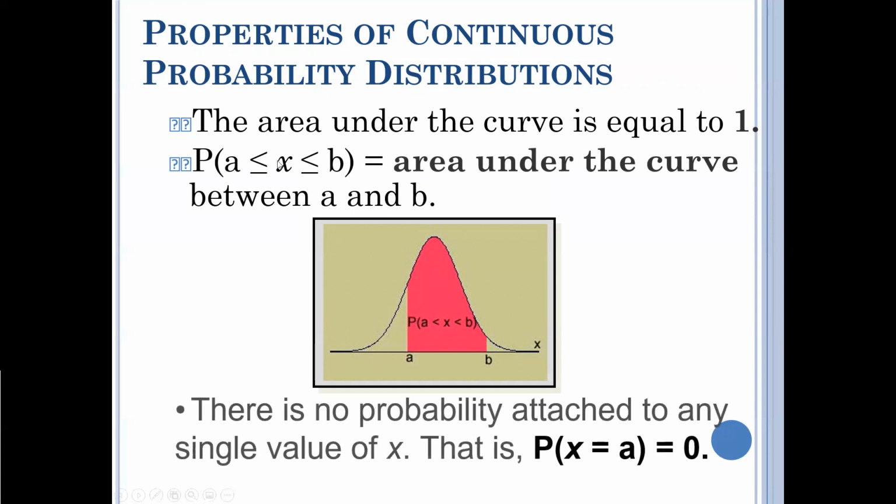You'll notice that this picture says X is strictly greater than A, strictly less than B, but up here it's less than or equal to's. Well, they're the exact same thing, because the probability that X equals A is always 0, because if you want to know the probability that X equals A, there's no width. There's just the line above A. And since there's no width, there's no area. And if there's no area, there's no probability.